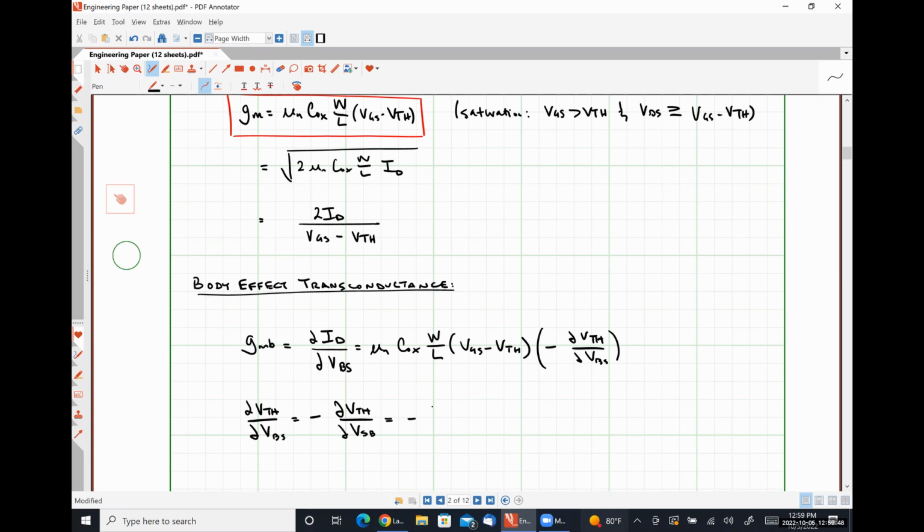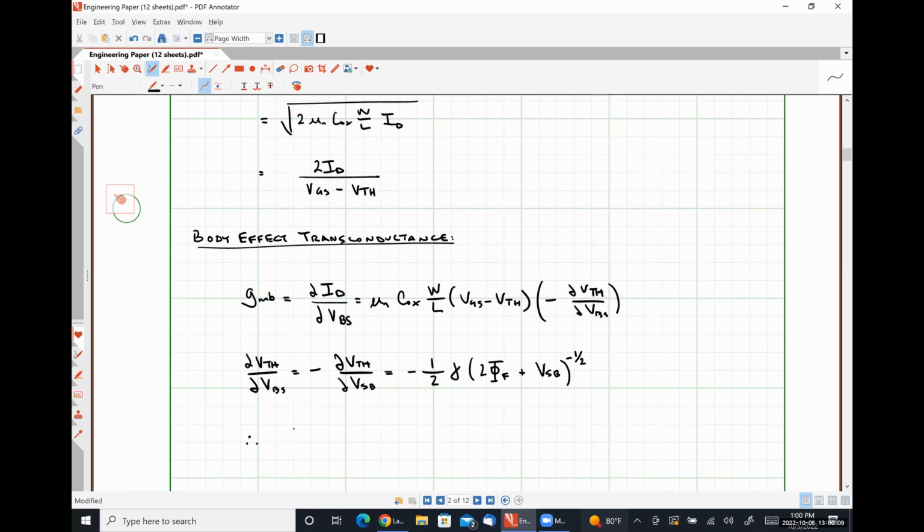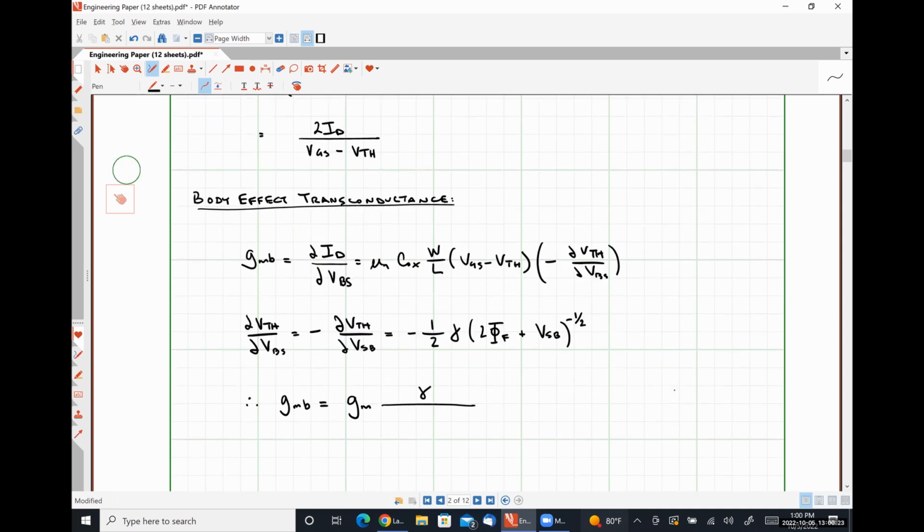This is simply going to be negative 1/2 gamma, our body effect parameter, times our contact potential plus our source body voltage to the 1/2 power, yielding a body effect transconductance that is our normal transconductance times gamma over 2 times the square root of 2 phi f plus VSB.